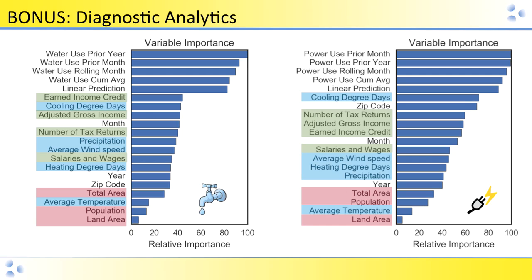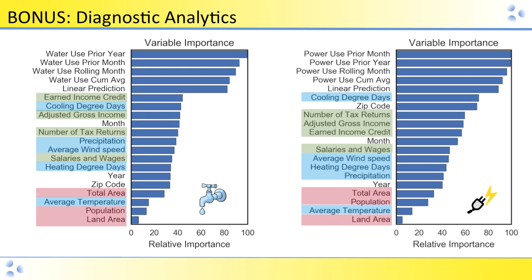And on the power usage side, certainly the next most important variable after the base system itself is the number of cooling degree days. That tells the machine learning algorithms how much air conditioning is going to be needed, as well as the number of people, the number of tax returns, and their adjusted gross income. Also says something about a fairly strong indicator of how much power is going to be used.